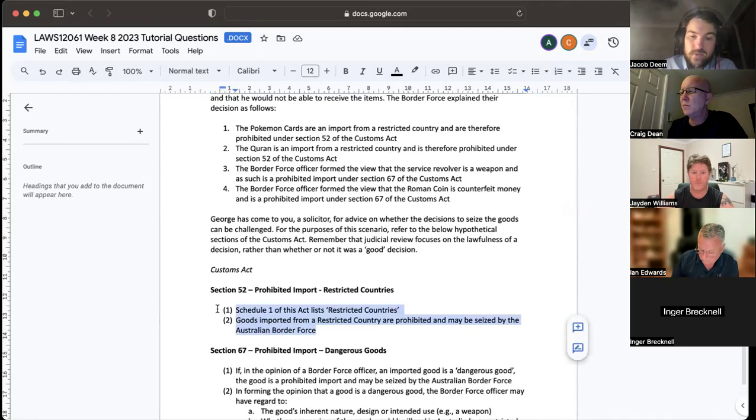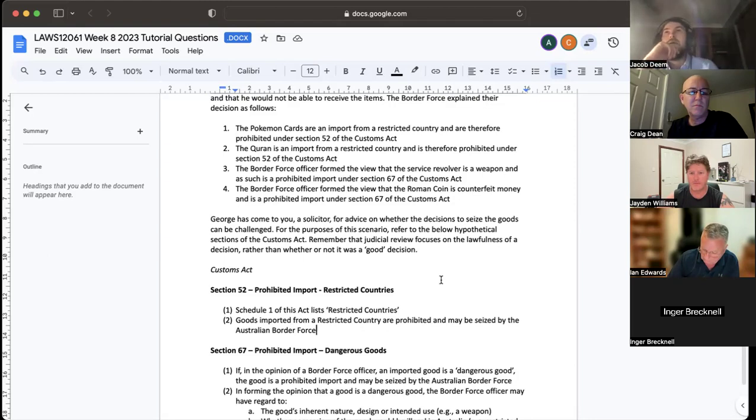Is Section 52 worded in a way that gives the decision maker discretion or not? Looks like it because it says they may be seized, not that they must be seized. Okay. Yep. So that's a good point. So there's the discretion, or there's the flexibility around what to do.